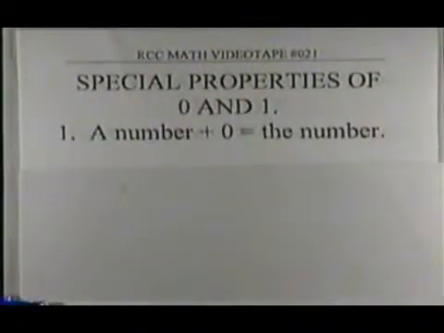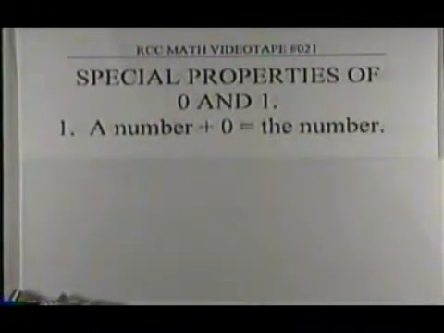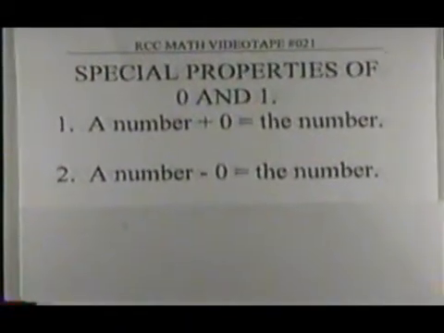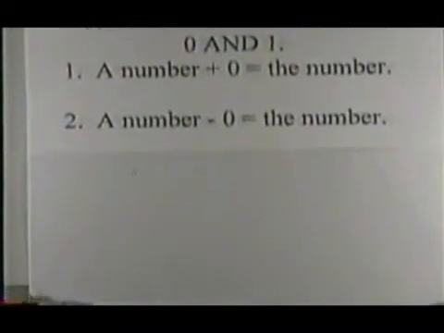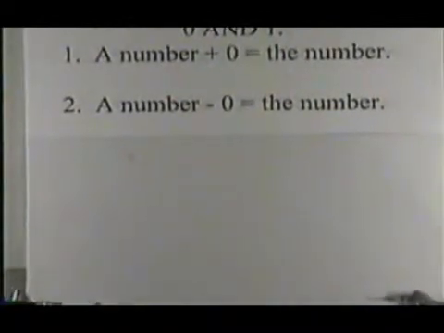Now we're going to take a look at some special properties of 0 and 1, some of which you are probably already familiar with, but it's a good reminder just in case. Number 1, a number plus 0 is equal to the number, so that if you add 0 to a number, nothing changes. The same is true for a number minus 0. You get the same number again.